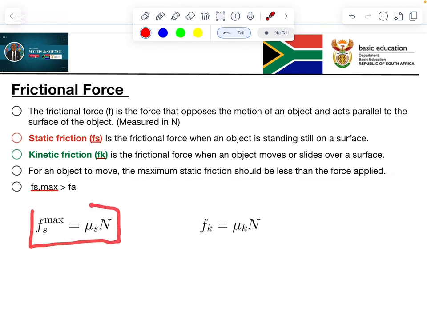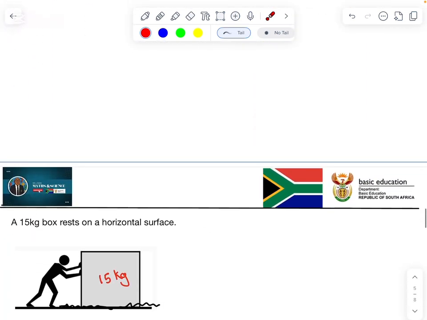And we have two equations that are very important here. We have the maximum static frictional force equation, which is this one here. The maximum static frictional force is equal to the coefficient of static friction multiplied by the normal force. Then we also have the kinetic frictional force, which is equal to the coefficient of kinetic friction multiplied by the normal force.